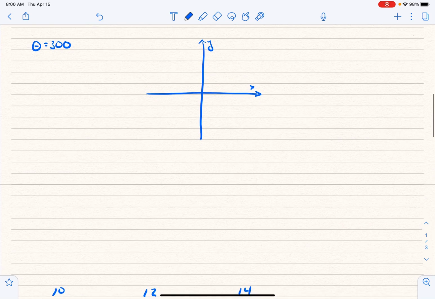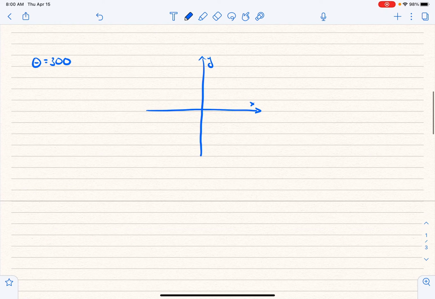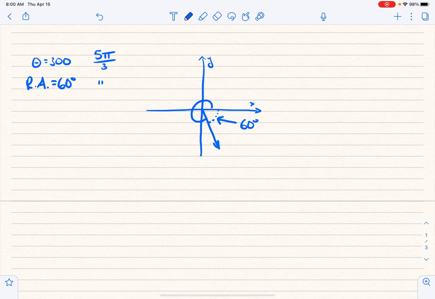All right, last problem we're going to do is this one right here in terms of unit circle stuff. So we've got 300 degrees. 300 degrees is right here. The reference angle, though, is right here. This part right here is the reference angle. So the reference angle is 60 degrees. Now let's convert each one of those to radians. 300 degrees is 5 pi over 3. And 60 degrees is just pi over 3.